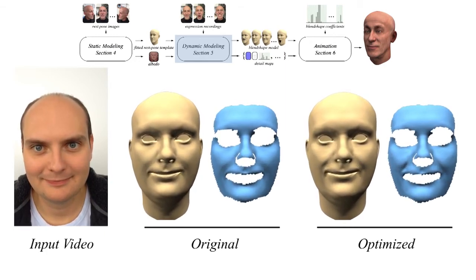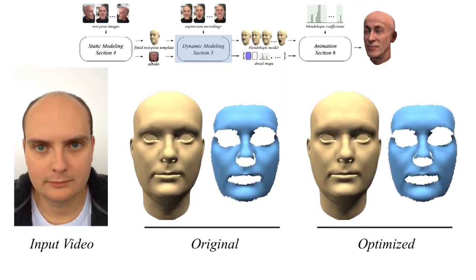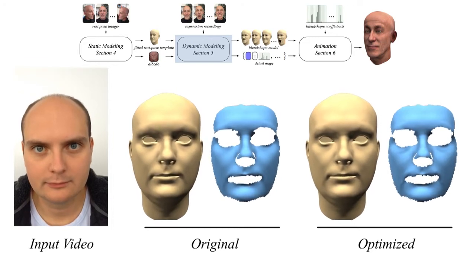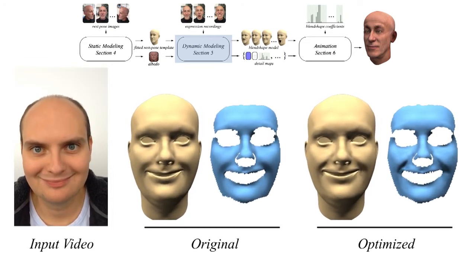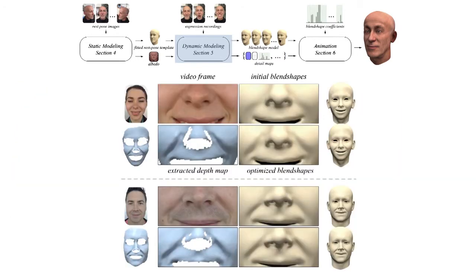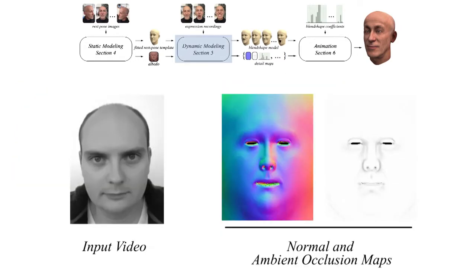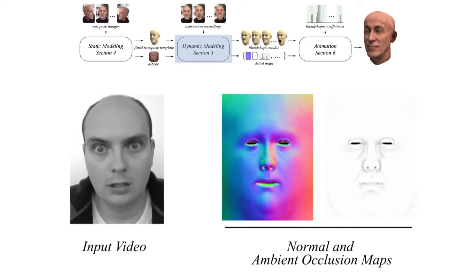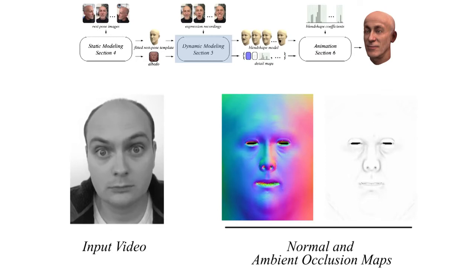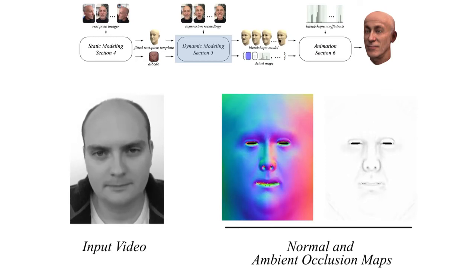We extract one depth map per frame using a photometric approach. Non-rigid registration is used to refine the blend shapes. This way, subtle details such as the bending of the cheeks are adapted to the actor. In order to capture small-scale details such as wrinkles, we automatically extract a set of dynamic detail maps from the recorded video frames. A corresponding ambient occlusion map is extracted for each frame.